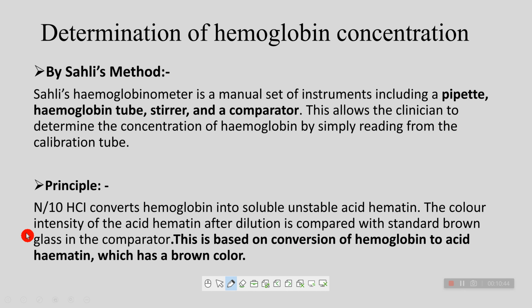Let's focus one more time on the principle. What is the principle of Sahli's method? When we mix the blood with N by 10 HCl, the hemoglobin present in the blood gets converted into acid hematin, which is a brown color compound. The color intensity of this brown colored compound, acid hematin, is then compared with the standard brown glass which is present in the comparator box. This is the principle of Sahli's method.